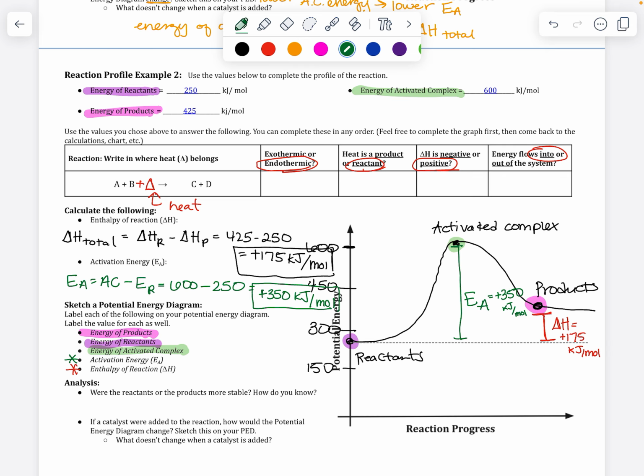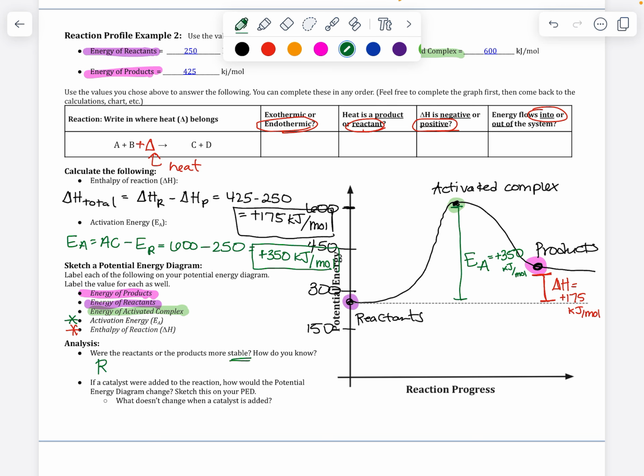And then were the reactants or the products more stable, just like we talked about above? More stable is whatever has lower energy. So my reactants are more stable because they have a lower energy. And then if a catalyst were added to this reaction, how would this change? Again, that catalyst lowers our activated complex. I still want to make sure it's above both my products and my reactants. And I can sketch that on my graph like that. So that orange line would be my catalyst.